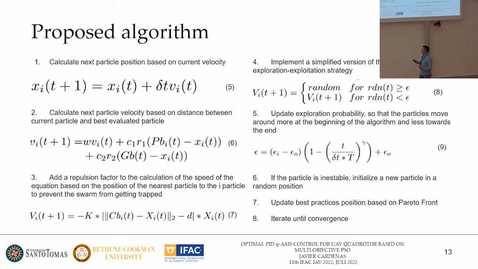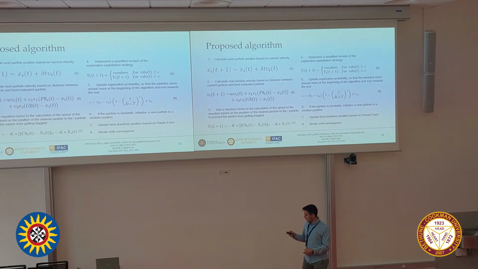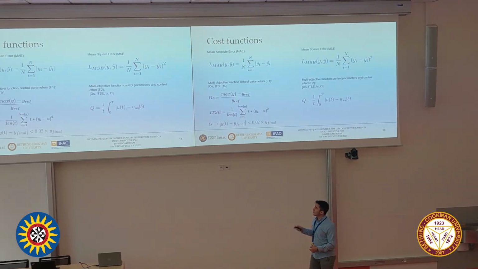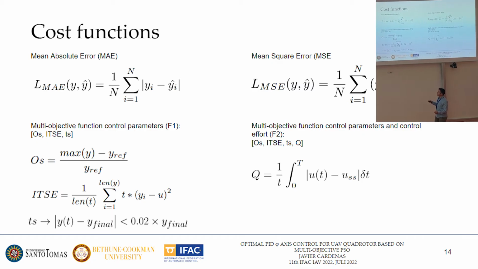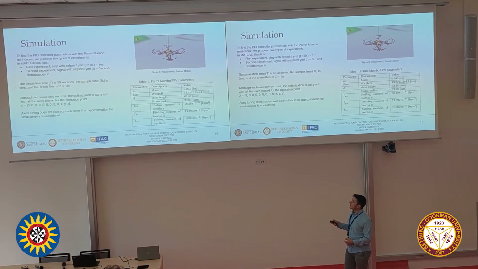So what we do is initialize a new particle in a random position, and then we iterate until it converges. We update the best particle position based on Pareto. That means that we have some cost functions that we explore, and this is the idea of this paper: to see which kinds of functions we have, based on control parameters.